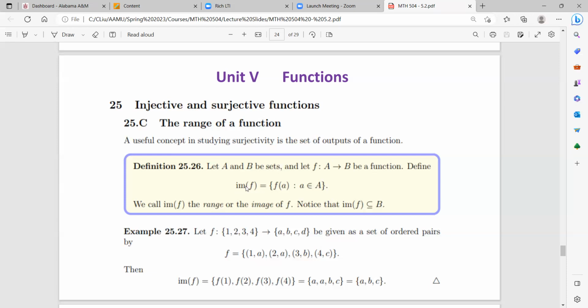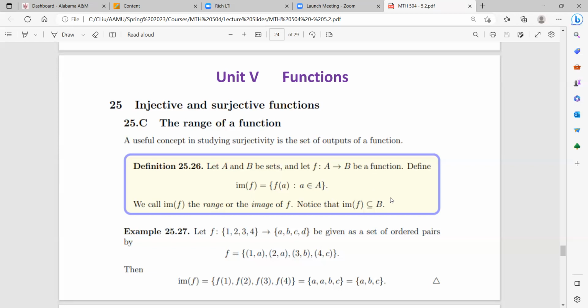So obviously, the image of the function, or the range of the function, is a subset of the codomain, by definition. You may have some elements in the codomain without a preimage, but all the images of the function must be in the codomain. All right, so let's look at some examples.